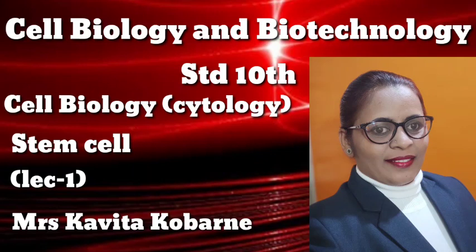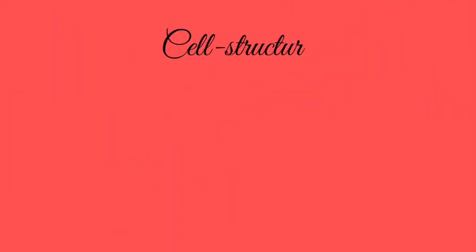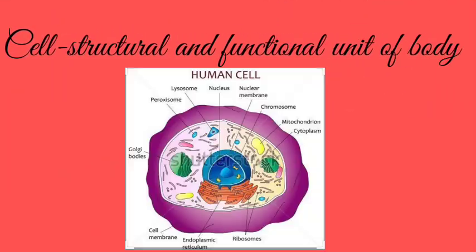We start our chapter with the introduction of cell. Cell means the basic structural and functional unit of our body. You have learned the difference between the animal cell and plant cell. In front of you the human cell is there, and in that different organelles are there. Here nucleus, nuclear membrane, chromosome, cytoplasm, all these are called the organelles of cell.